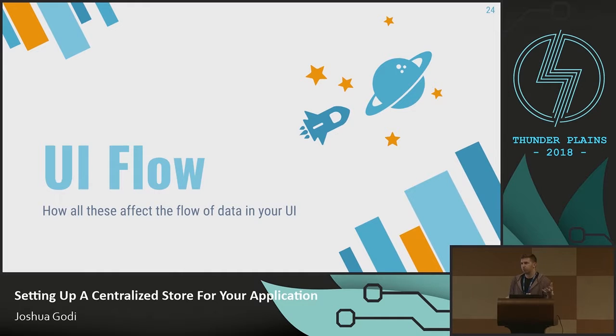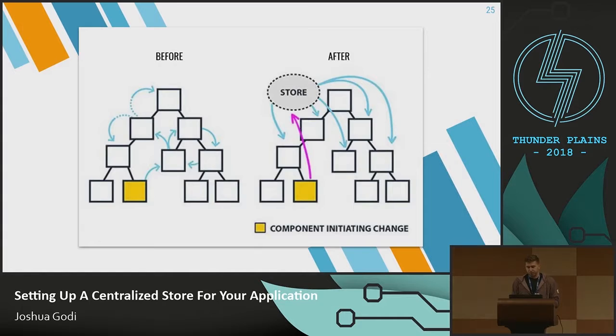So we talked about a lot of open source solutions. We talked a lot about how we roll our own solutions, but how does this actually affect the flow of data in our UI, right? So I always like to use this diagram. On the left-hand side, we have the before. If you're using something like Angular, React, or Vue, your application probably looks a lot like this, right?